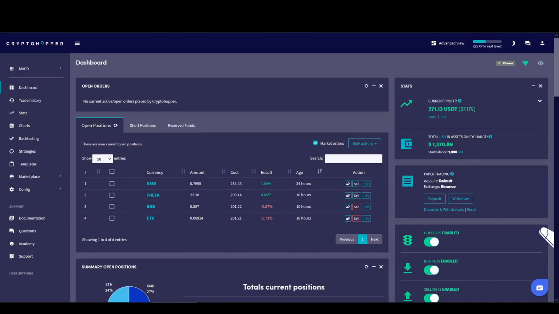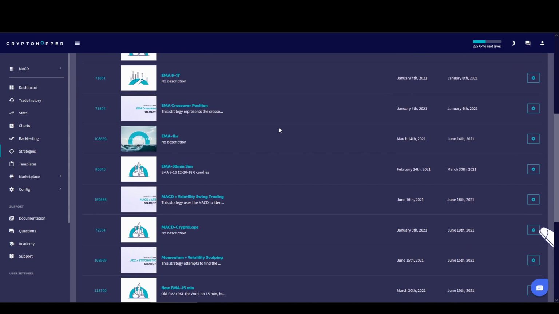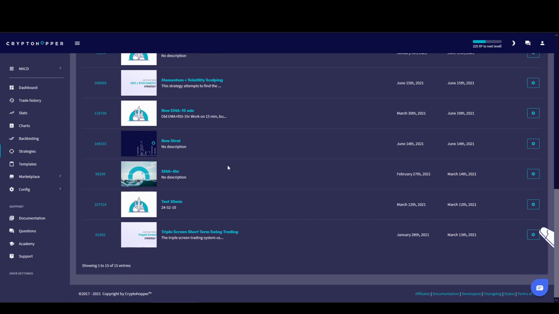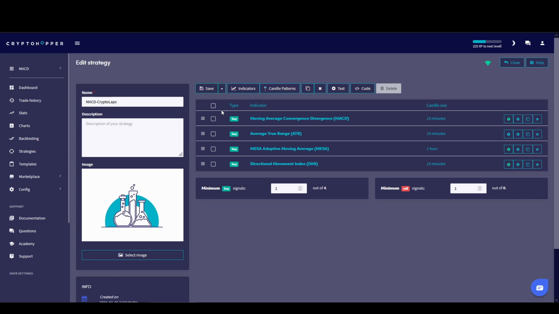So this is my dashboard on Cryptohopper. Just to give you an idea, first of all, let me show you the strategies, and then I'll show you why I did this. So if I go to my strategy, which is right here, MACD. So this is what I changed. There will be a little bit more indicators.